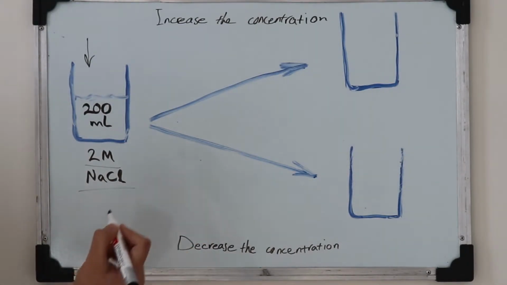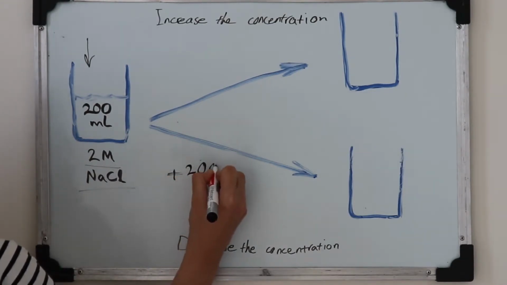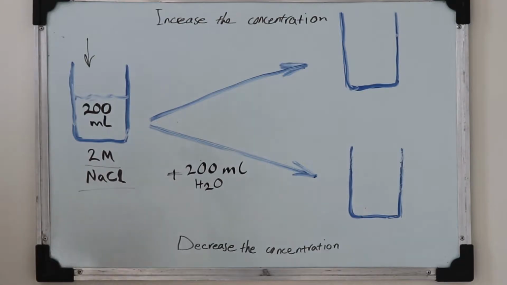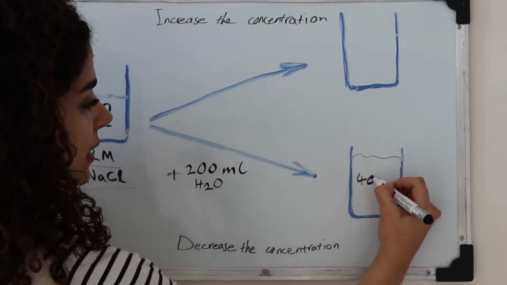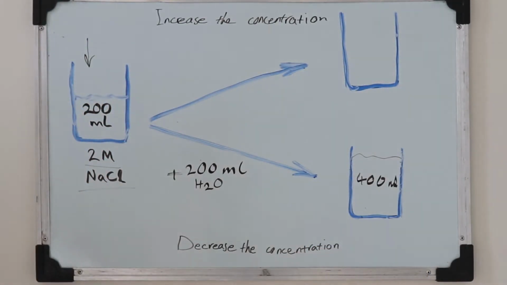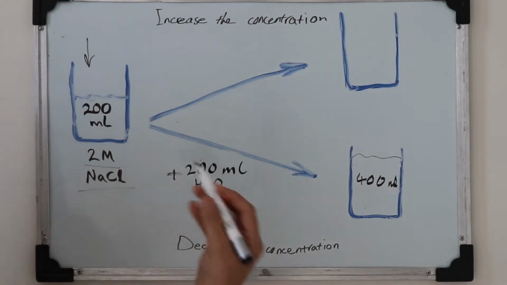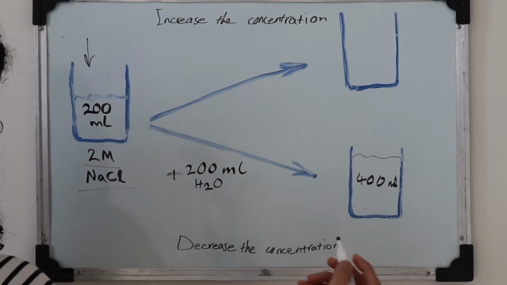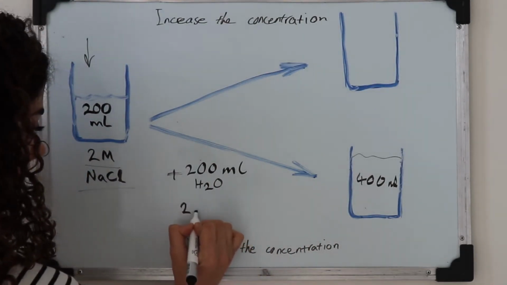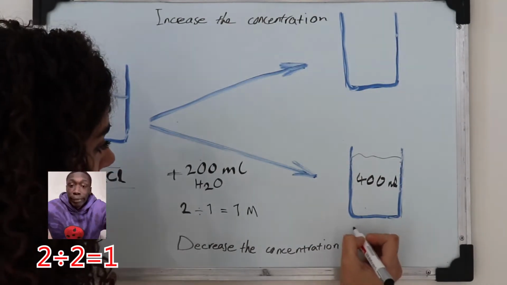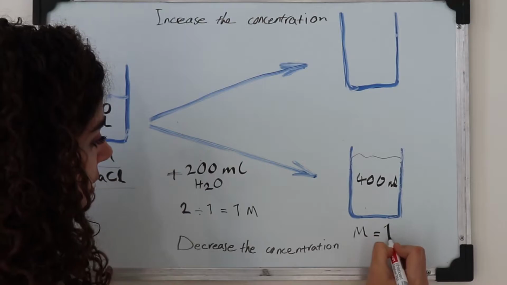So let's say if we add 200 milliliter of water, for example, we have 400 milliliter of solution here. Is that correct? Okay, so if you double the volume, the concentration is going to be reduced by a factor of 2. So if you divide the concentration of 2 M by 2, it's going to be 1. So the new concentration is 1.